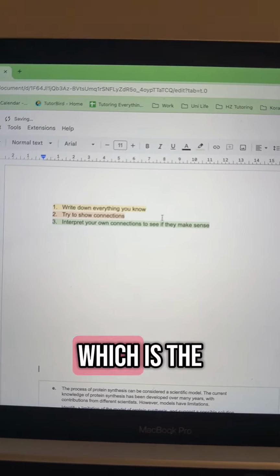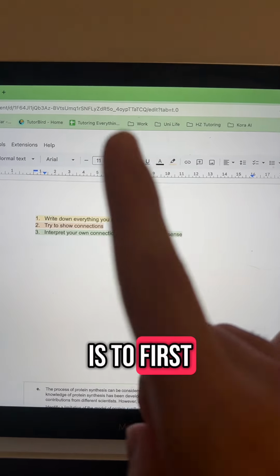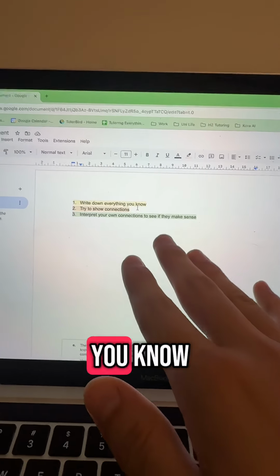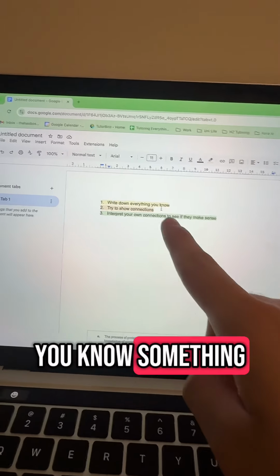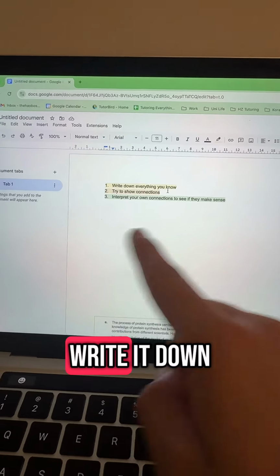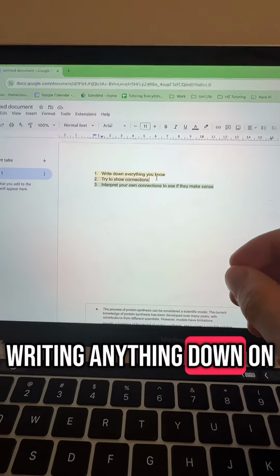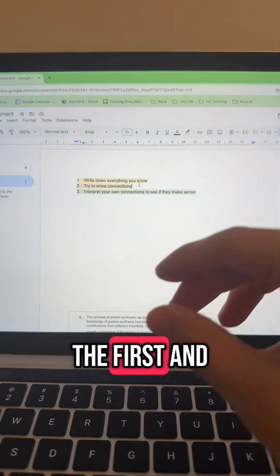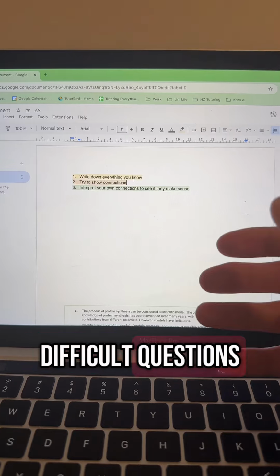The first one, which is the most difficult one for anyone to do, is to first write down what you know. Now, unless you're an absolute idiot, you know something, whether it's even the most common sense piece of information, write it down. Don't try to conjure something in your head without writing anything down on the piece of paper. That is the first and biggest barrier that's stopping you from trying those difficult questions.